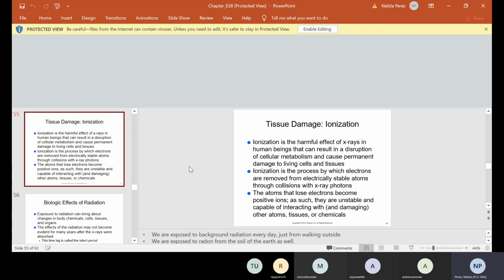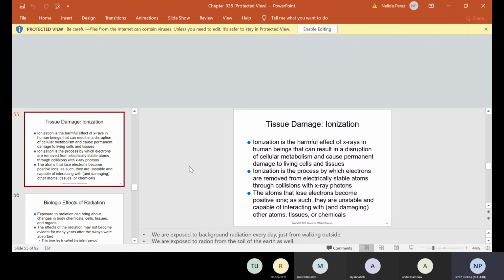Now, tissue damage, ionization. Ionization is the harmful effect of X-rays in human beings that can result in a disruption of cellular metabolism and cause permanent damage to living cells and tissues. Ionization is the process by which electrons are removed from electrically stable atoms through collisions with X-ray photons. The atoms that lose electrons become positive ions.